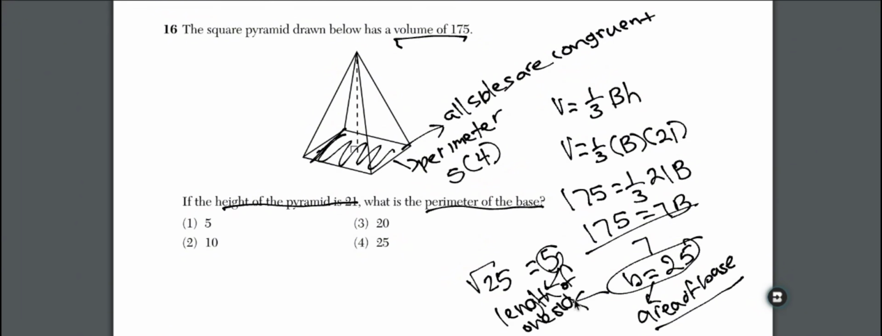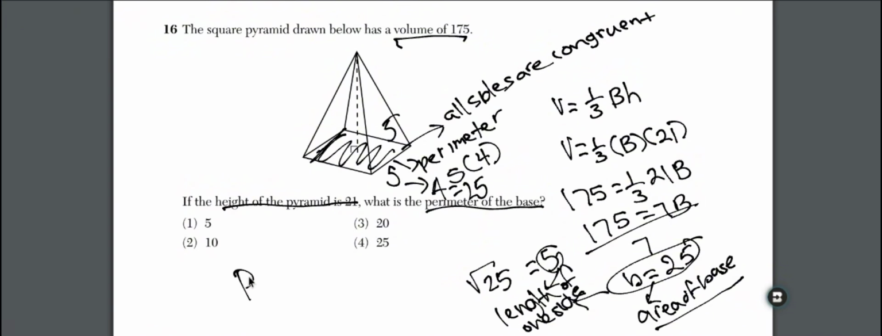And see, this is how they're trying to trick you with this question. They're asking you about perimeter. So I'm going to see, okay, base, well, that is my base, so obviously the perimeter is going to be 25. But the base, that is the measurement of the area. Because if I have a side length of 5, 5 times 5 is going to give me an area of 25.